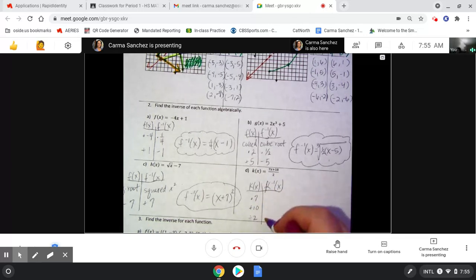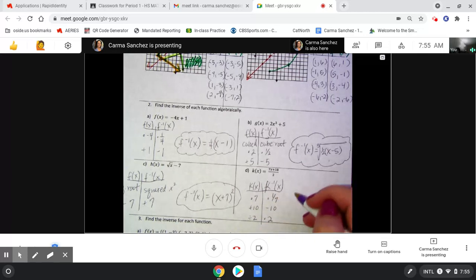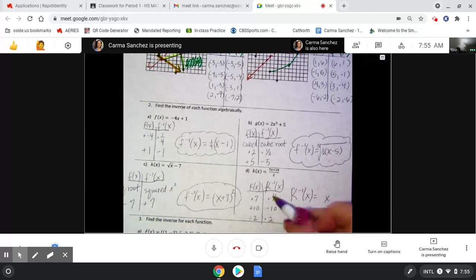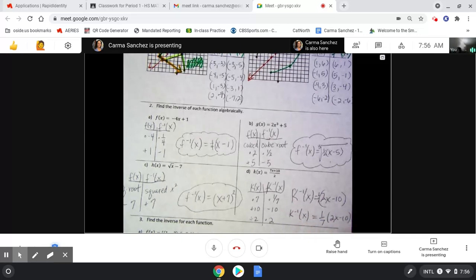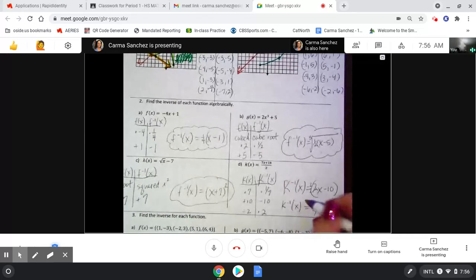And over here, we're going to multiply by 2, then we're going to minus 10, and then we're going to times 1/7. So here I go, k of negative 1 of x. Start with that x, go in reverse order, multiply it by 2, then minus 10, then times 1/7. I'm going to rewrite this so it's a little bit clearer. I ran out of space. 1/7 times 2x minus 10. So again, this is the shortcut method. You're totally welcome to do the switch x and y method and see how it comes out.